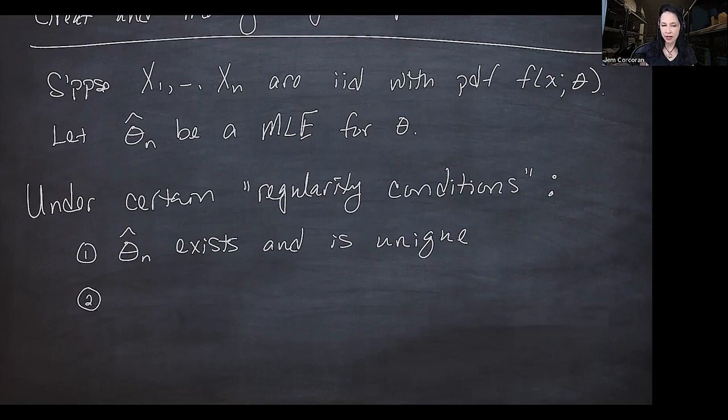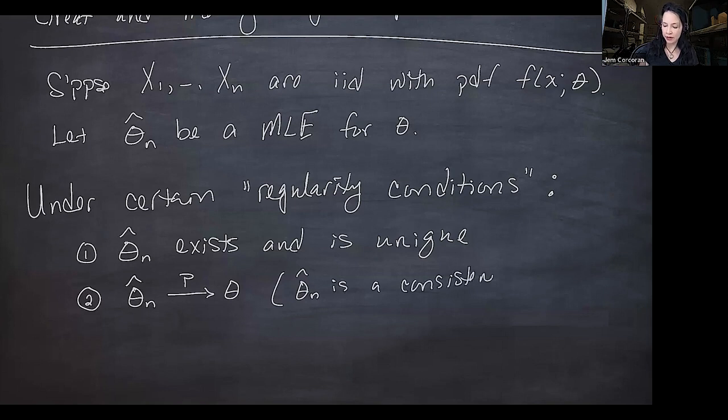Okay, so a little more interesting maybe is that theta n hat converges in probability to theta. And the other way to say this, of course, is that theta n hat is a consistent estimator for theta.